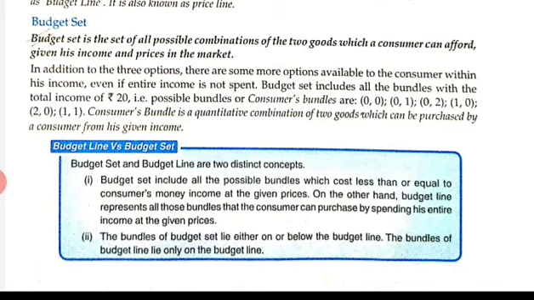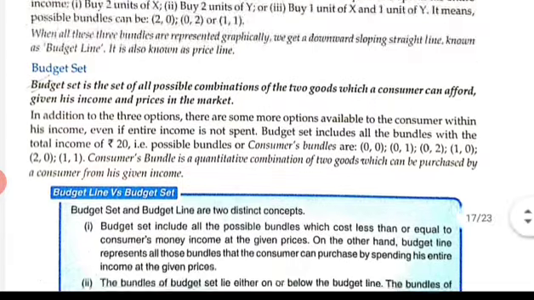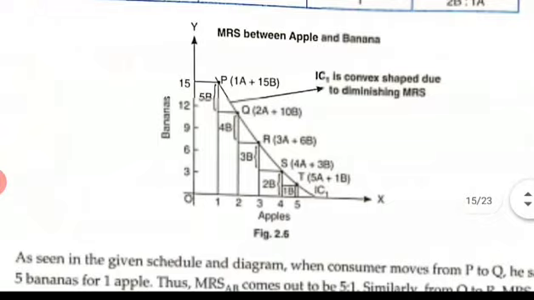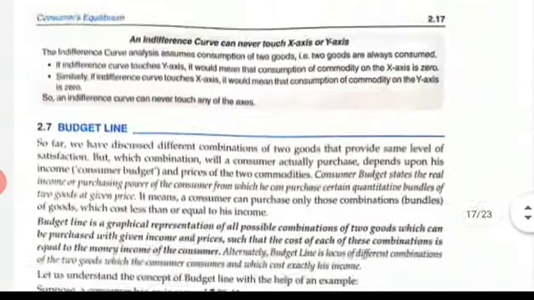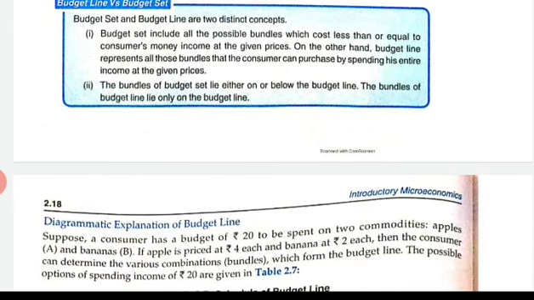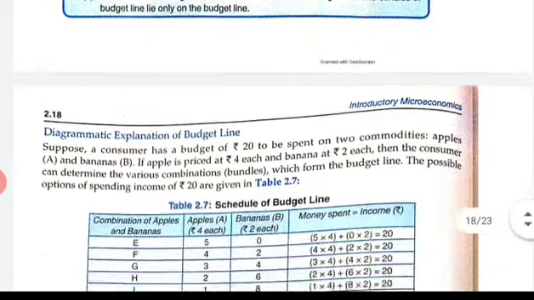The bundles of the budget set lie either on or below the budget line. The bundles of the budget line will always lie on the budget line. Budget set is a set of all possible combinations, whereas the budget line is a graphical representation of all those bundles that the consumer can purchase by spending his entire income at the given prices. So that is the difference between the budget line and the budget set.